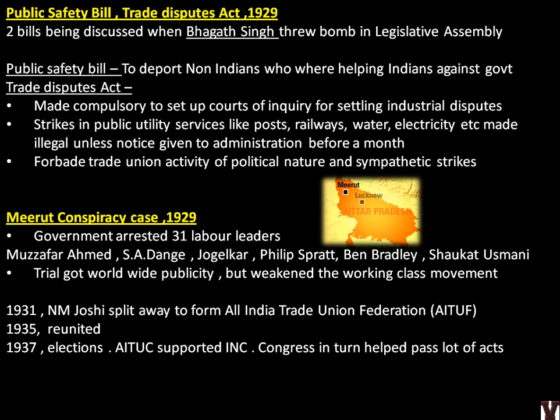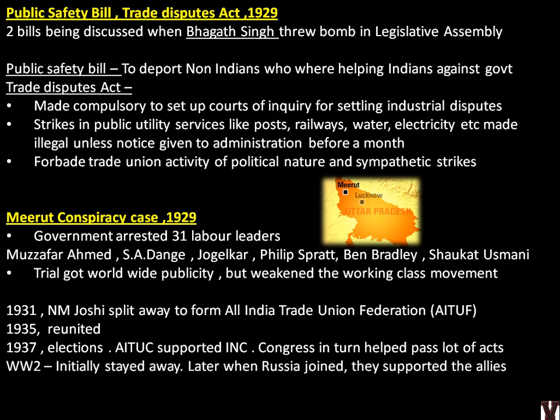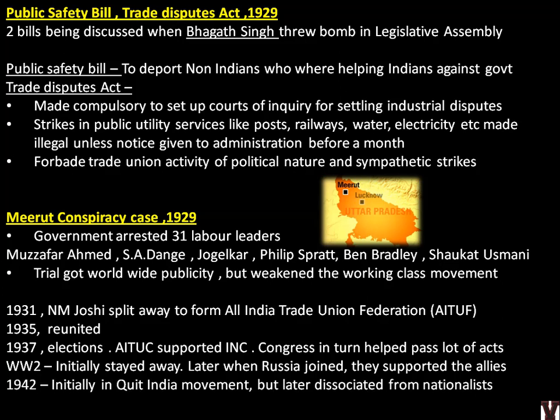1937 elections happened. You remember the provincial elections, and Congress leaders got into ministries. AITUC supported INC, and Congress in turn helped a lot, so they were mutually helping each other. World War II happened in 1939, if you remember, and then Congress leaders resigned. Initially the labor leaders stayed away, but when Russia joined, they supported the Allies. This was their mindset: if communism or Russia is involved, they will support, else they won't. That was the ideology of AITUC leaders.